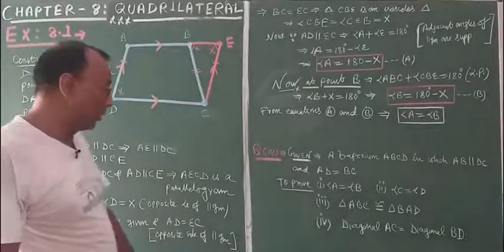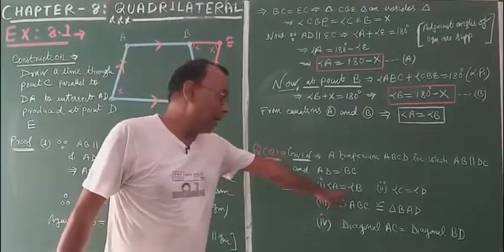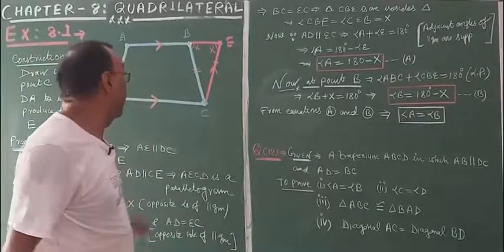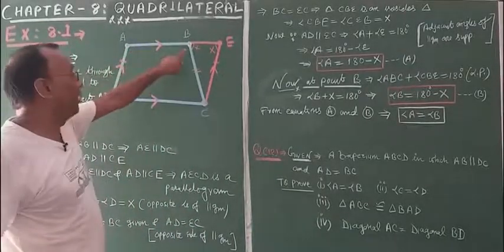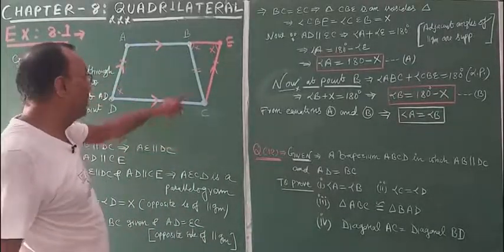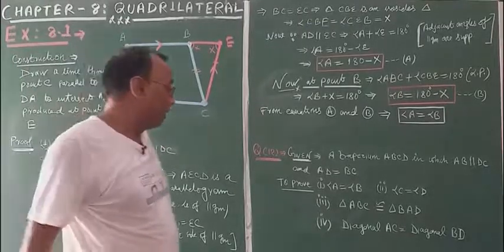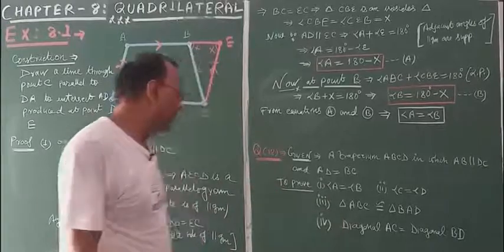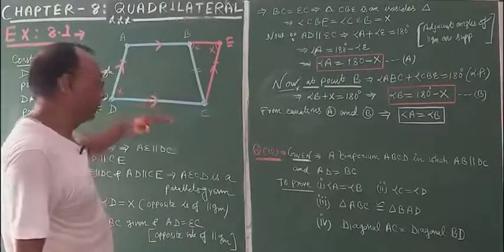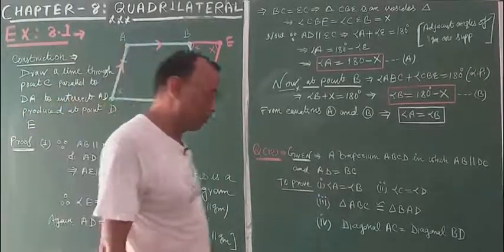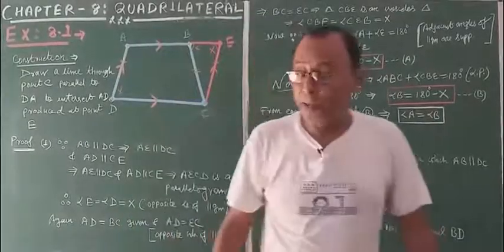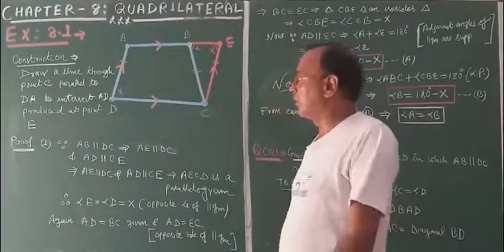So you have to prove, the first part, that angle A is equal to angle B. We have to prove that angle C is equal to angle D. And the third part, the triangles ABC and BAD are congruent. Let us think about that later. First, coming to the first and second part of this question.